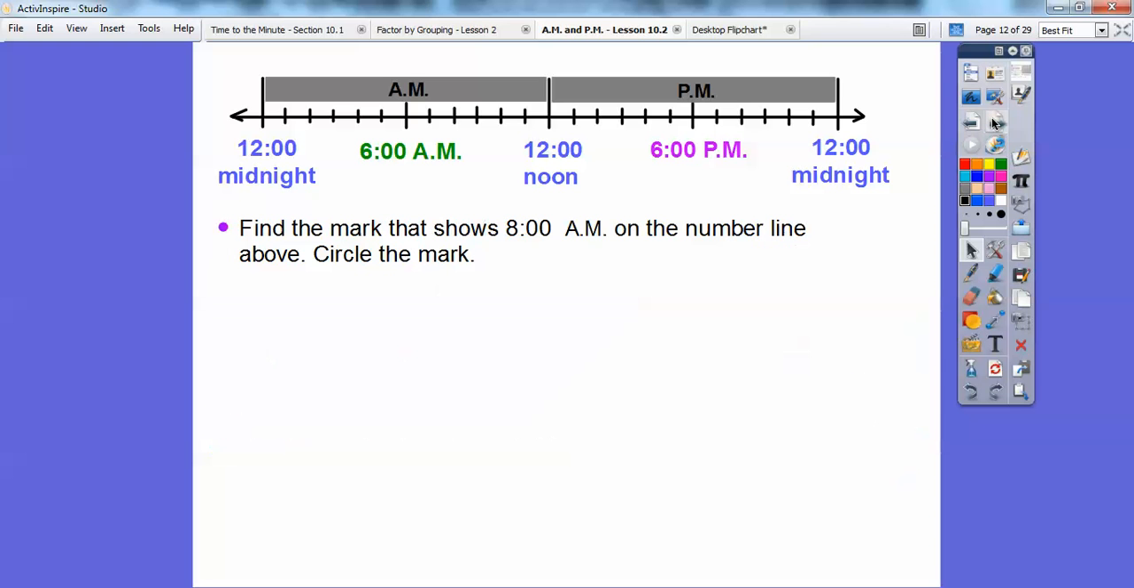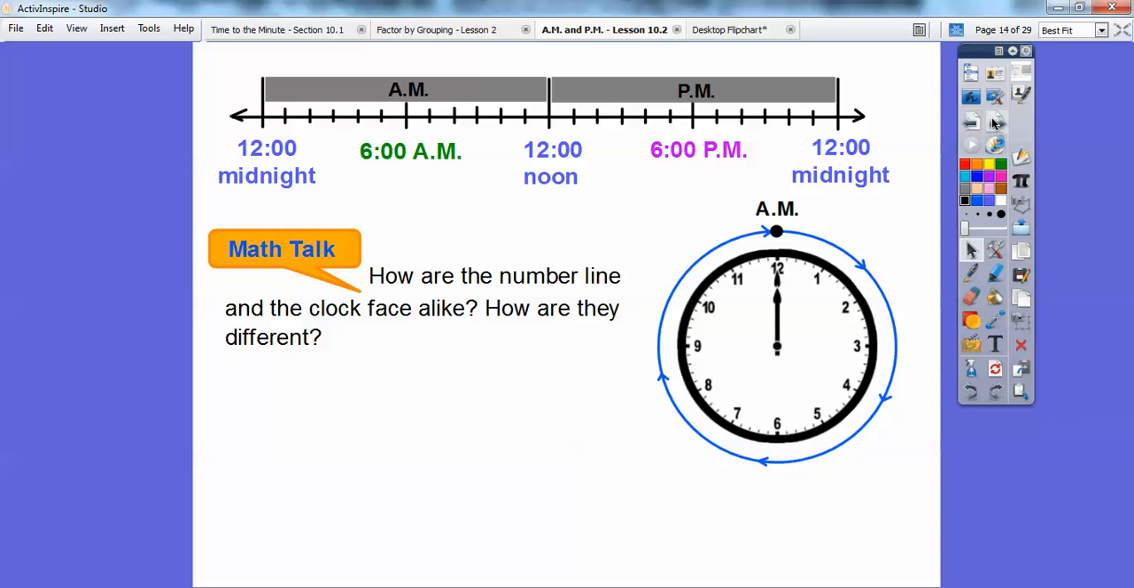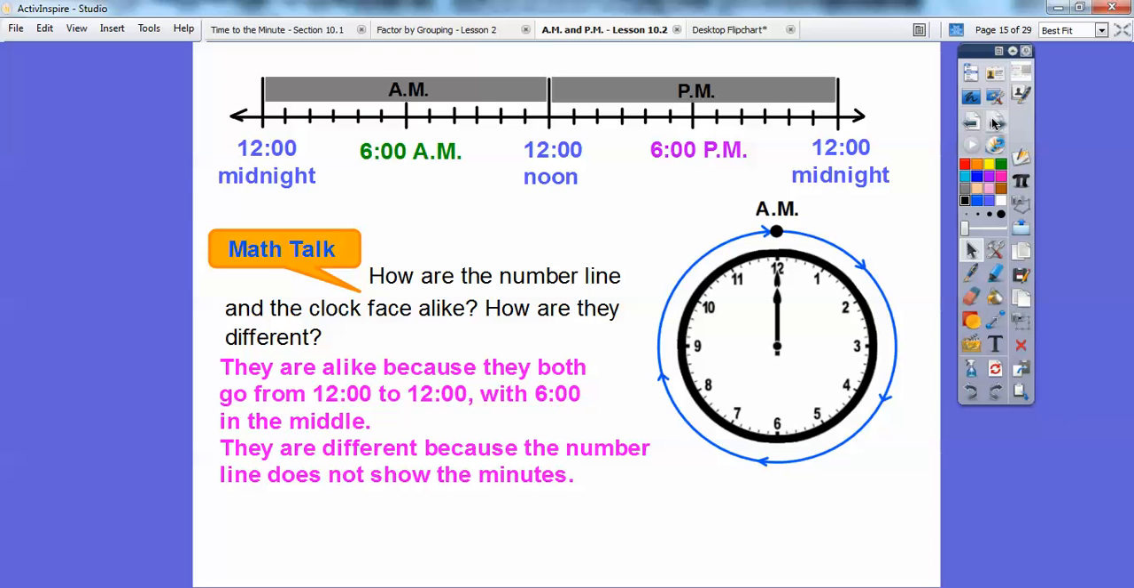All right, so find a mark that shows 8 o'clock AM on the number line above, and then circle that. So there it is right there. And then, how are the number line and the face clock alike? And then how are they different? Okay, well, they're alike because they both go from 12 to 12 and they have 6 in the middle. So this goes from 12 midnight to 12 noon and 6 a.m. in the middle. So you can count this as 12 midnight to 12 noon, and then 6 a.m. would be in the middle.